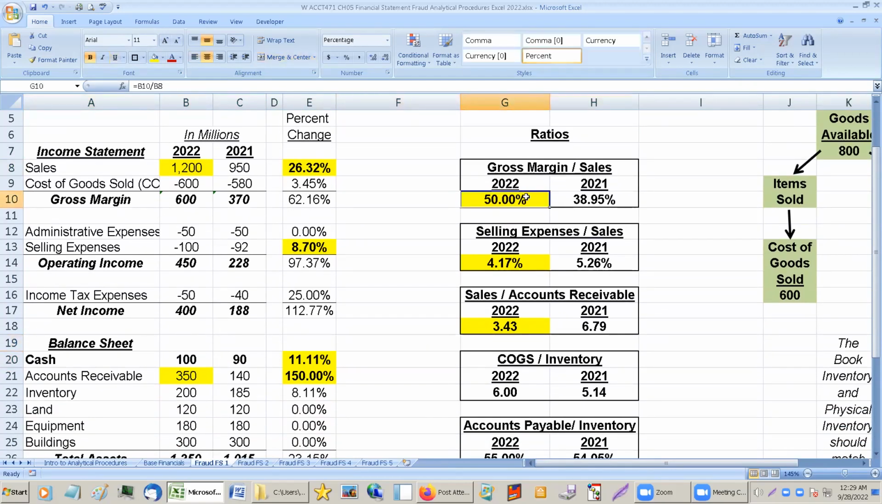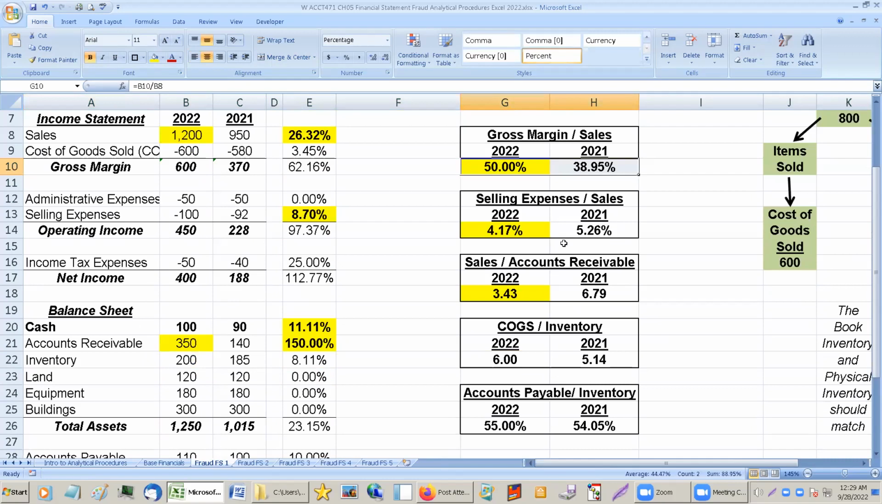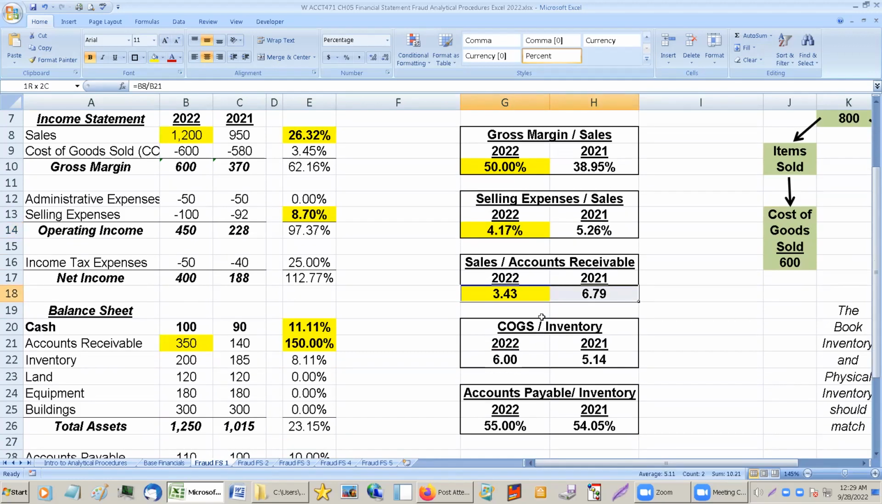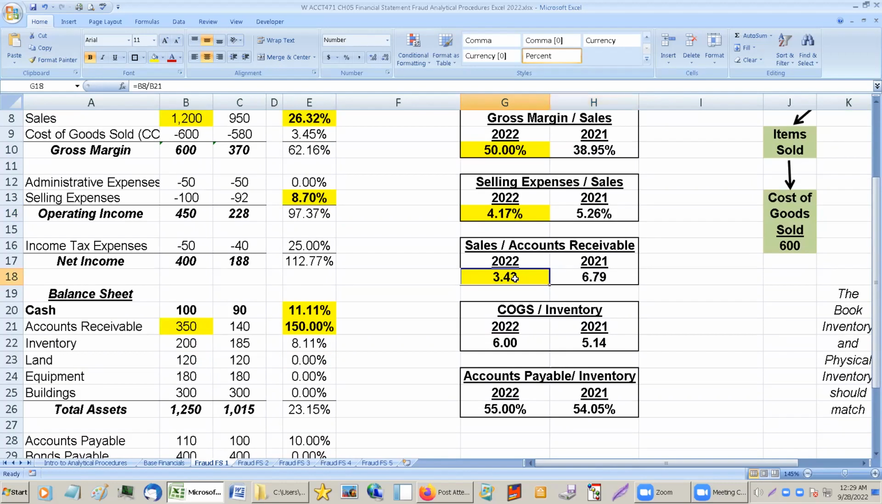Ratios: the margins are way off. Selling expenses to sales drop considerably. You would think it'd be just the opposite, that it would increase, if anything, to try to get more sales in. The more advertising dollars, the more sales, but in this case, it went down. Sales to accounts receivable, the accounts receivable turnover, dropped way down. Why? Because you have all these accounts receivable that are not going to be collected.